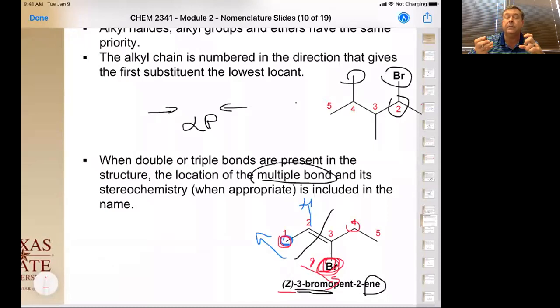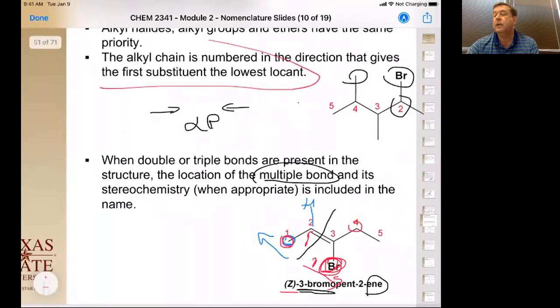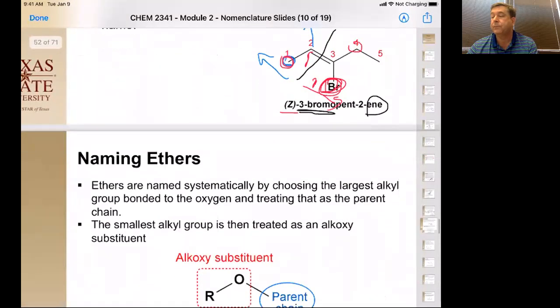Notice it's in brackets. It's not just italicized, but it's also in brackets to make sure. 3-bromopent-2-ene, because the alkene is on the 2 carbon. So the bromine is just a substituent, but we follow all the other rules. And again, they're the lowest priority. So if there's anything else naming it, it is going to be just a substituent.